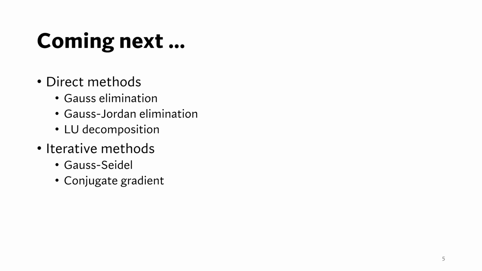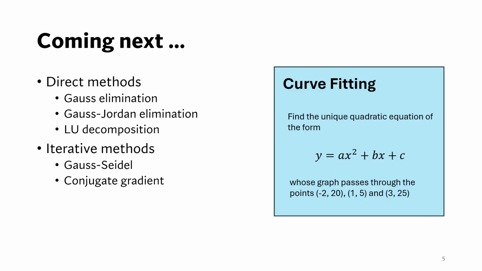We'll write and discuss Python code for these methods and we'll use those codes to solve this curve fitting problem, in which we will find the unique quadratic equation of the form y is equal to ax squared plus bx plus c, whose graph passes through these 3 points, minus 2, 20, 15, and 3, 25.